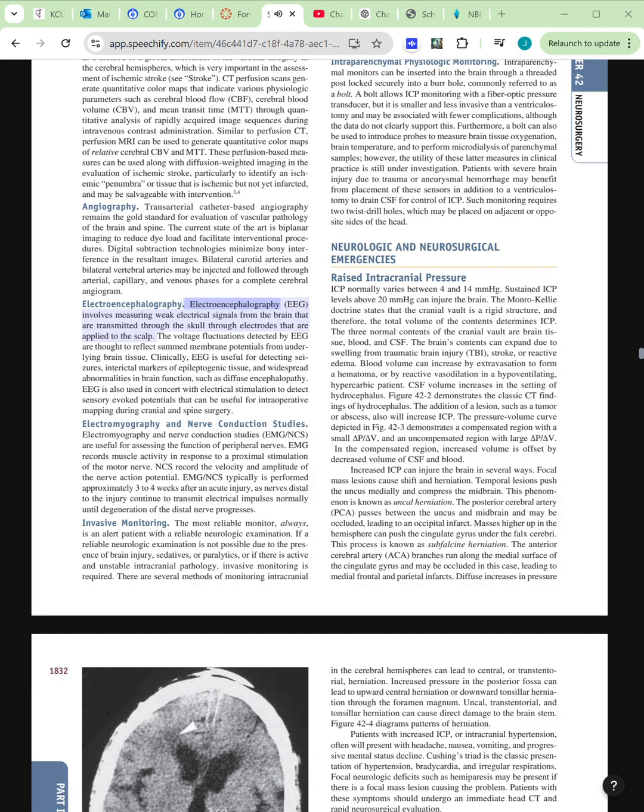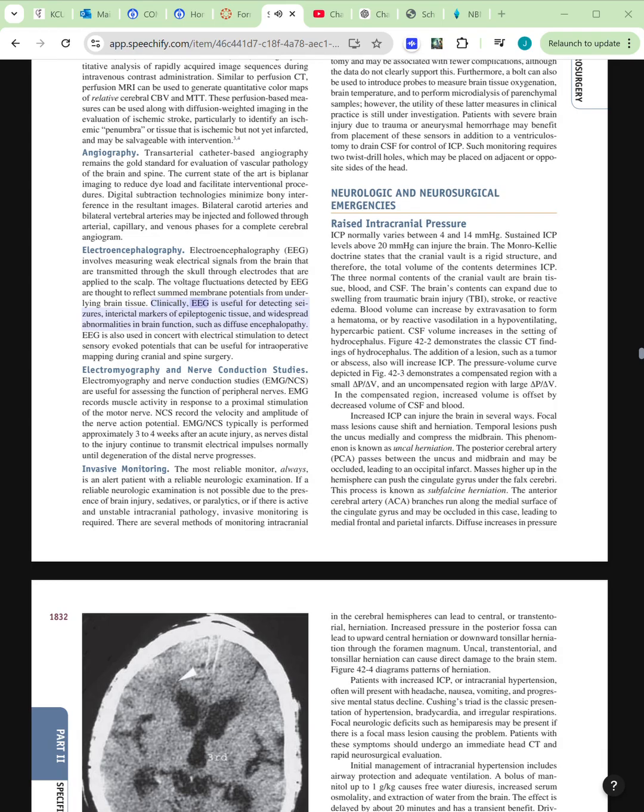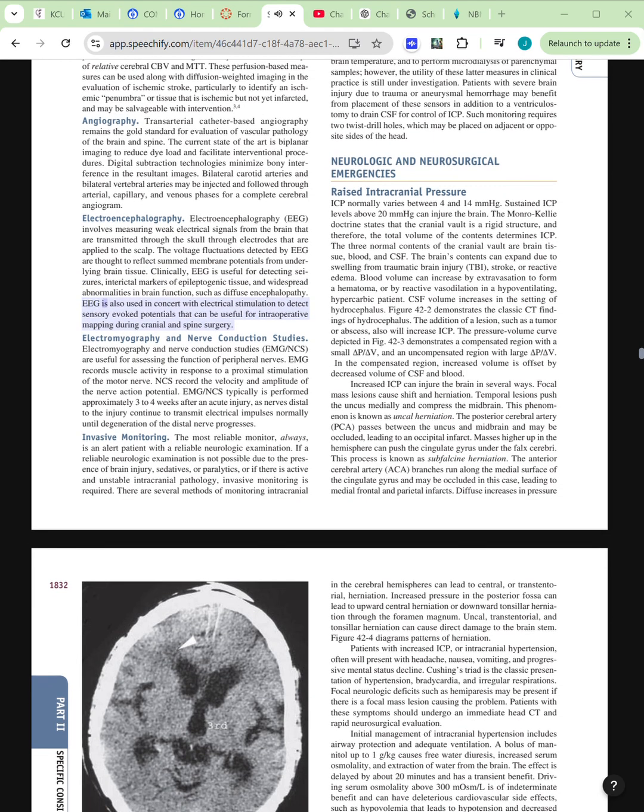Electroencephalography. Electroencephalography involves measuring weak electrical signals from the brain that are transmitted through the skull through electrodes applied to the scalp. The voltage fluctuations detected by electroencephalogram are thought to reflect summed membrane potentials from underlying brain tissue. Clinically, electroencephalogram is useful for detecting seizures, interictal markers of epileptogenic tissue, and widespread abnormalities in brain function, such as diffuse encephalopathy. Electroencephalogram is also used in concert with electrical stimulation to detect sensory evoked potentials that can be useful for intraoperative mapping during cranial and spine surgery.